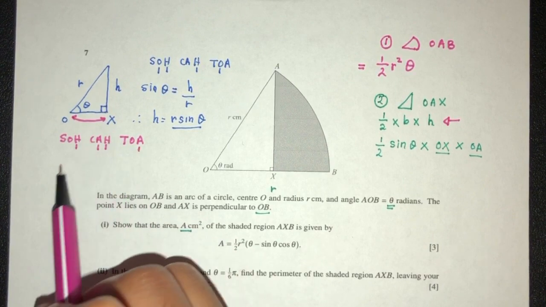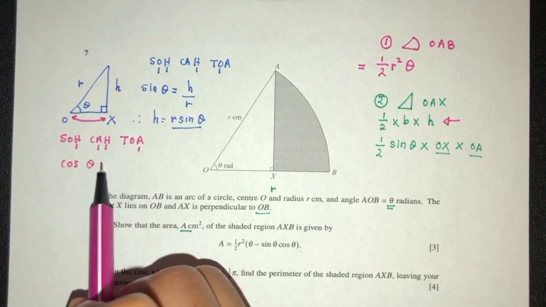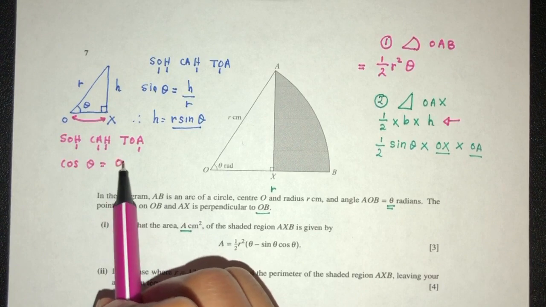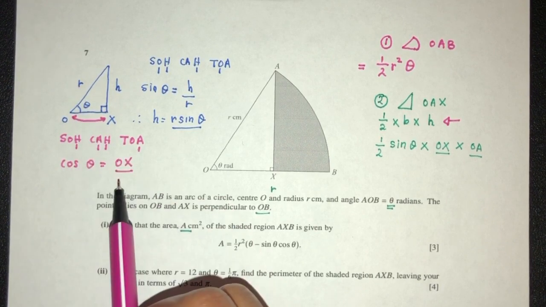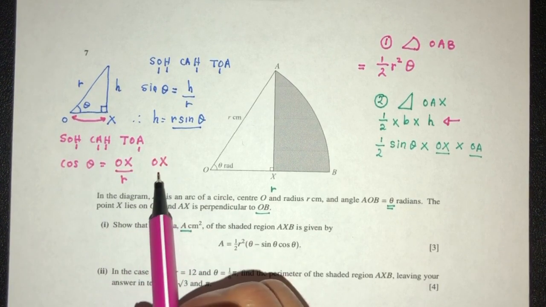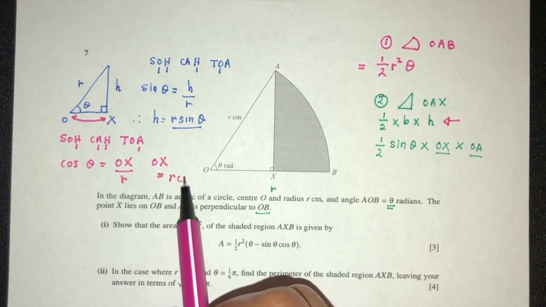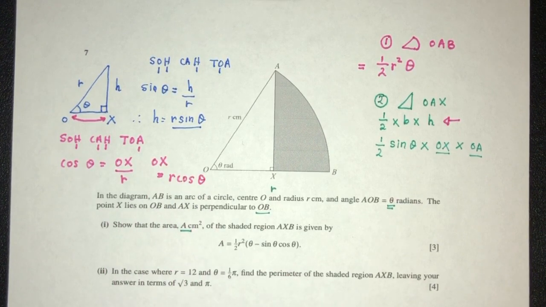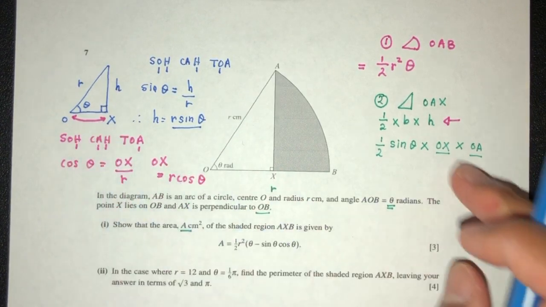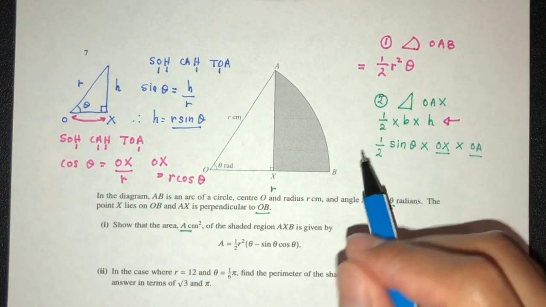So here we have to use cos. Cos of the angle is the adjacent side, which is OX, we don't know, over the hypotenuse, which is R. So OX is going to be R cos theta. Okay, so now we have the value for the height and the base. We can use our formula right here to find the area of the triangle.